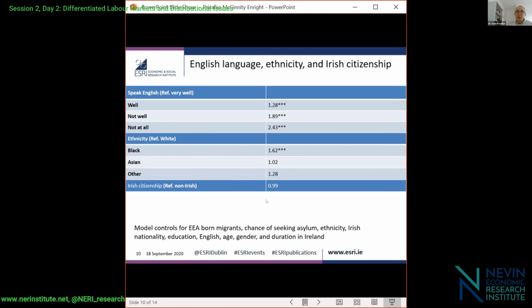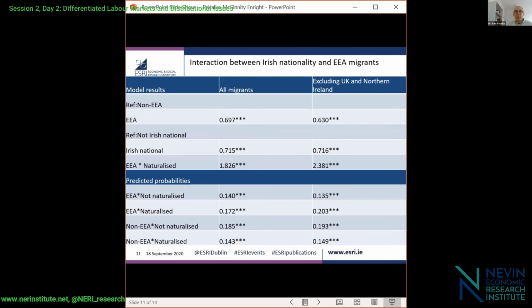Now, for Irish citizenship, we don't find an effect. Basically, there's no significant difference between migrants who are Irish citizens and those who aren't. And we weren't expecting this, so we looked into it a bit further with an interaction. So we are looking at an interaction between being an Irish citizen and being born inside the European Economic Area or outside the European Economic Area. So once we have this interaction, everything kind of lights up. There's significance all over the place here.